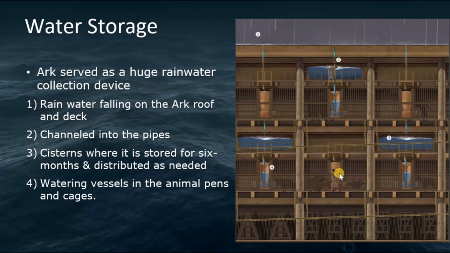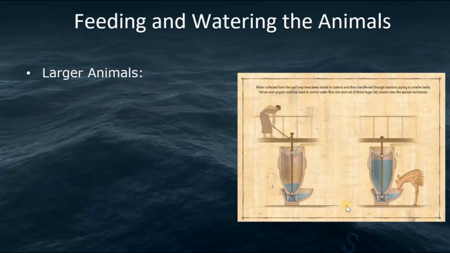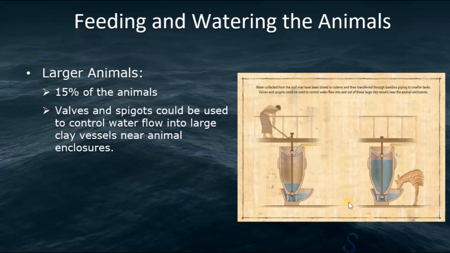So there are watering vessels in the animal pens and cages. And here's a picture from the Ark Encounter, and you can see this is a pretty large water vessel, which for the bigger animals, just automatically feeds it like we have pets today. So for the larger animals, which were about 15% of the total animals on the Ark, the valves and spigots could be used to control water flow into the large clay vessels that I showed you near the animal enclosures.